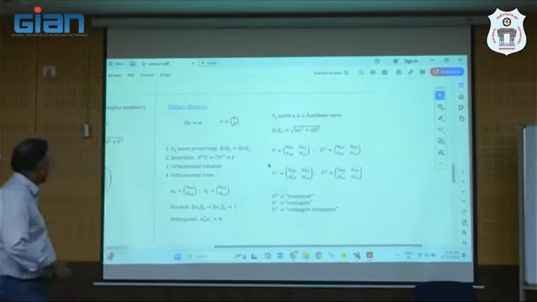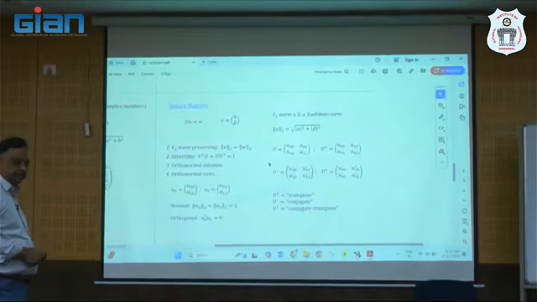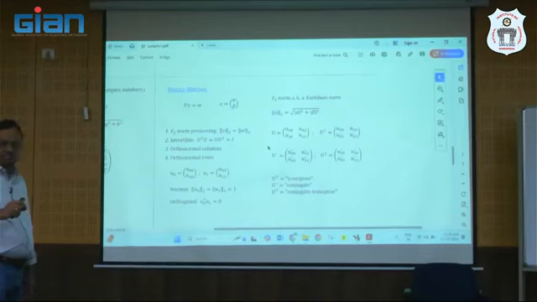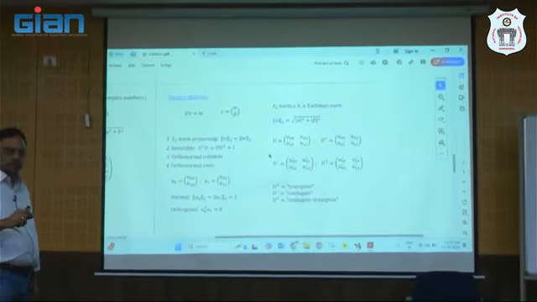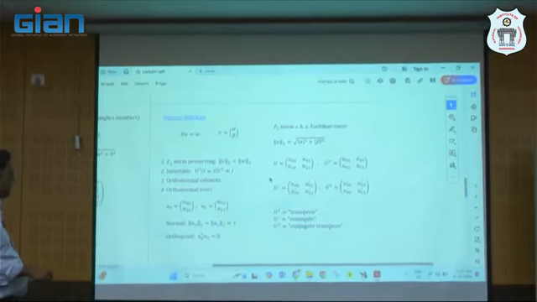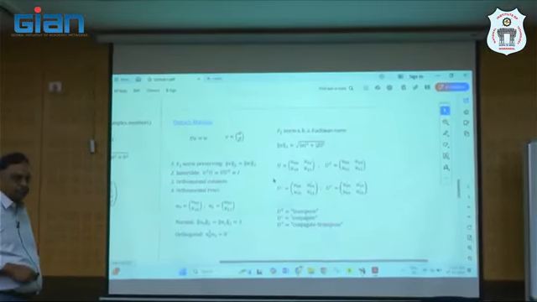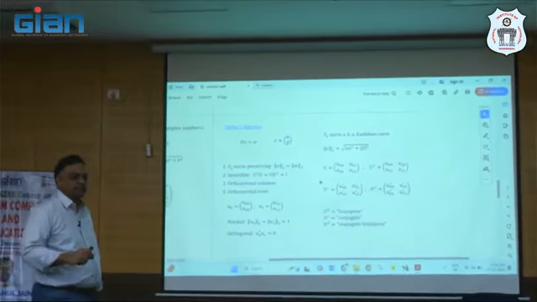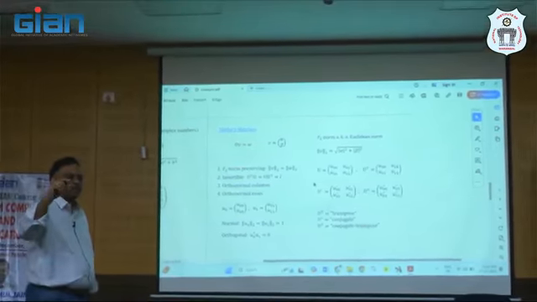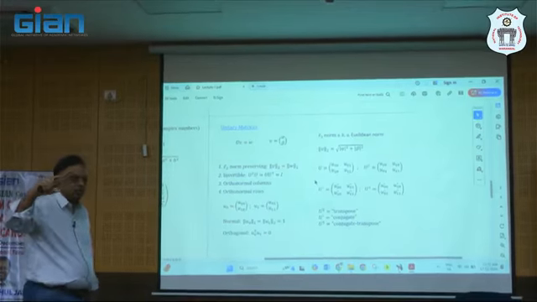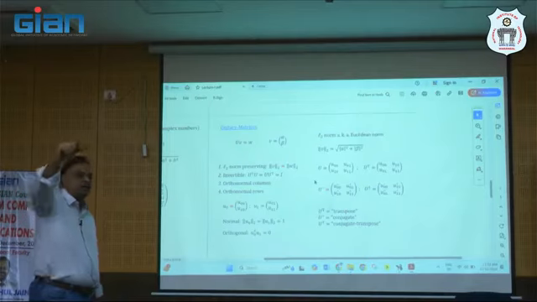No. What I am saying is, V can be any vector. U is a unitary matrix. U is a 2 by 2 matrix. V is a vector, a 2 by 1 vector. W is a 2 by 1 vector. V is a column vector. W is a column vector. U is a unitary matrix.